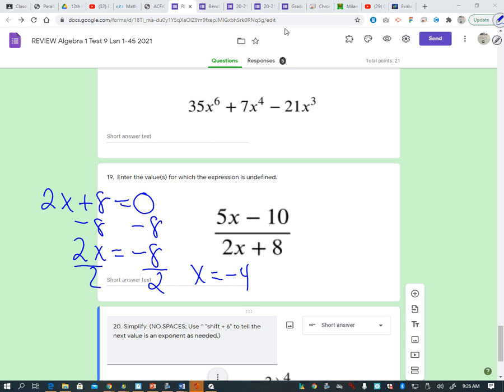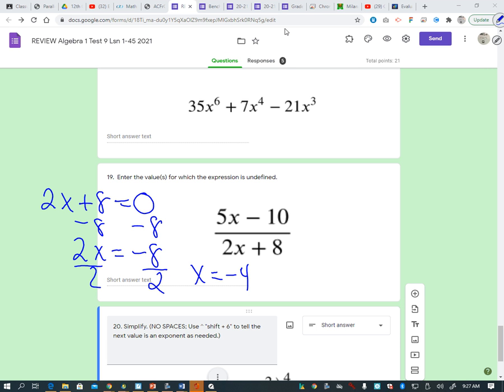If I put in negative 4 for x, what would happen to the expression? It'd be undefined in my calculator. It doesn't matter what it equaled up here, because 5 times negative 4 is negative 20, and negative 20 minus 10 is negative 30. So that would give me negative 30 divided by 0, but it would still be an undefined expression. If I plugged in anything else, I would get something, but not when x equals negative 4.